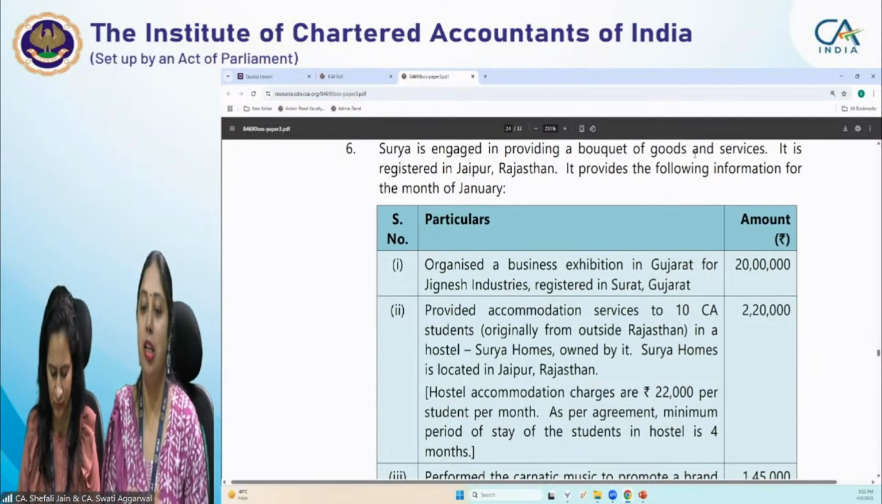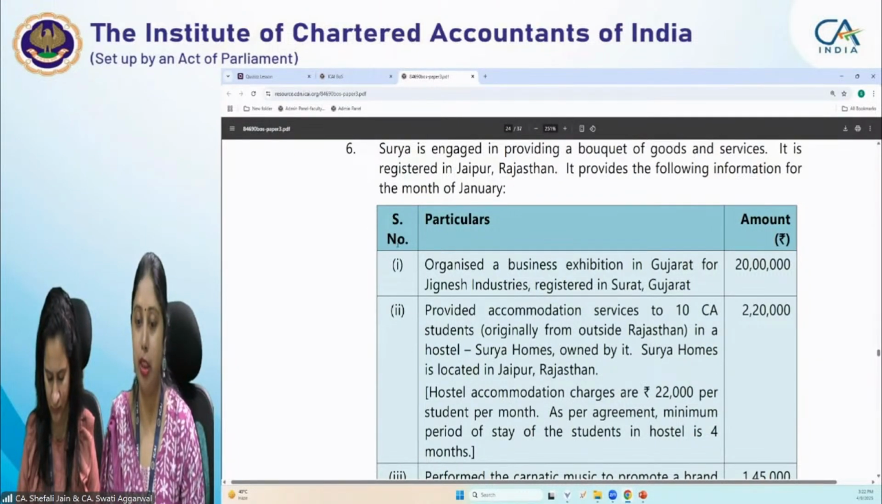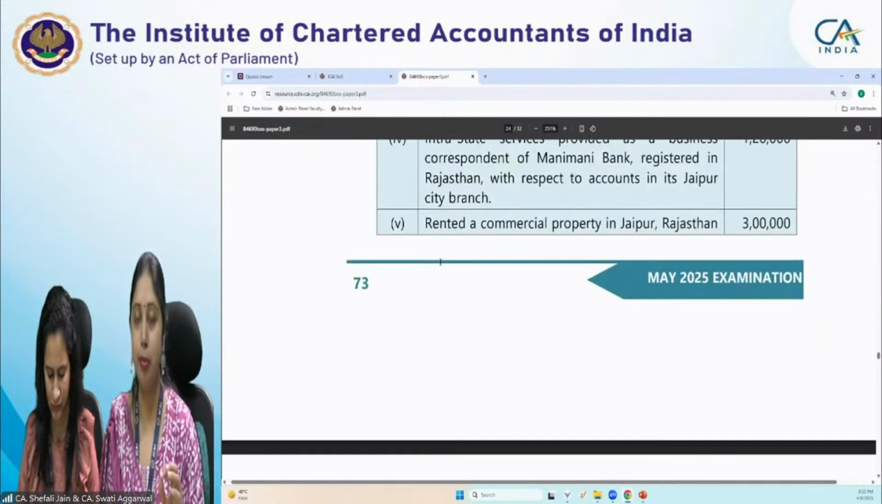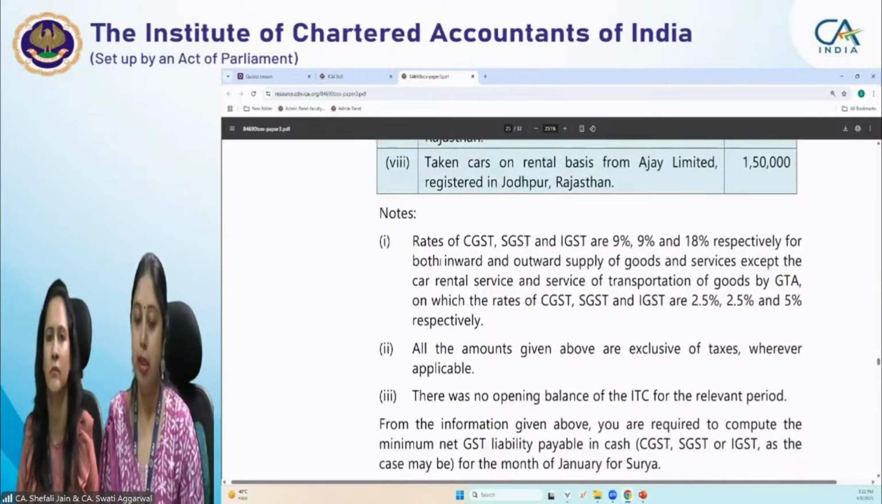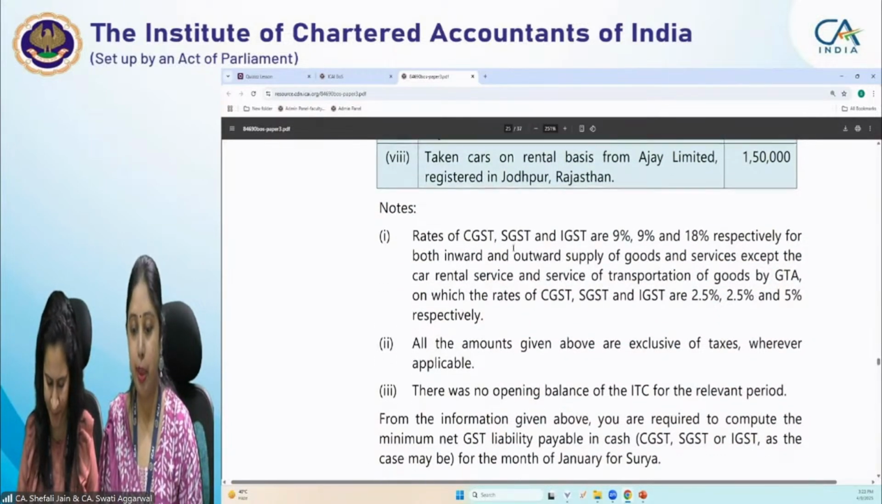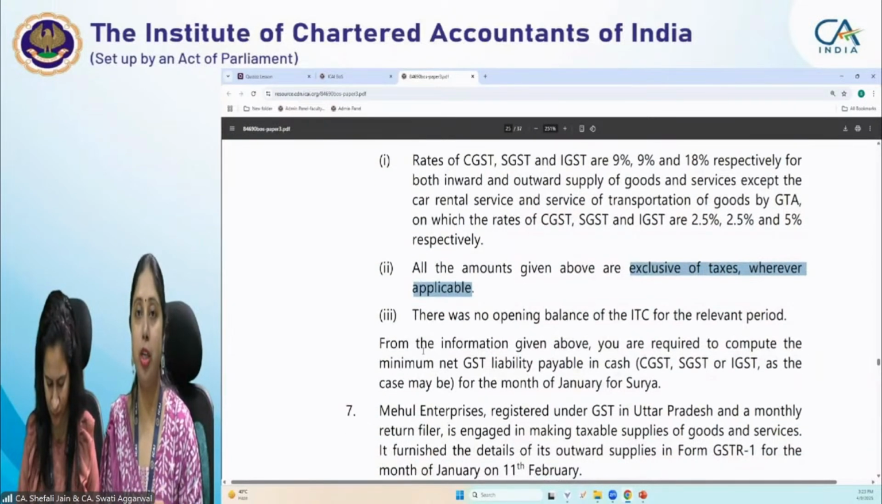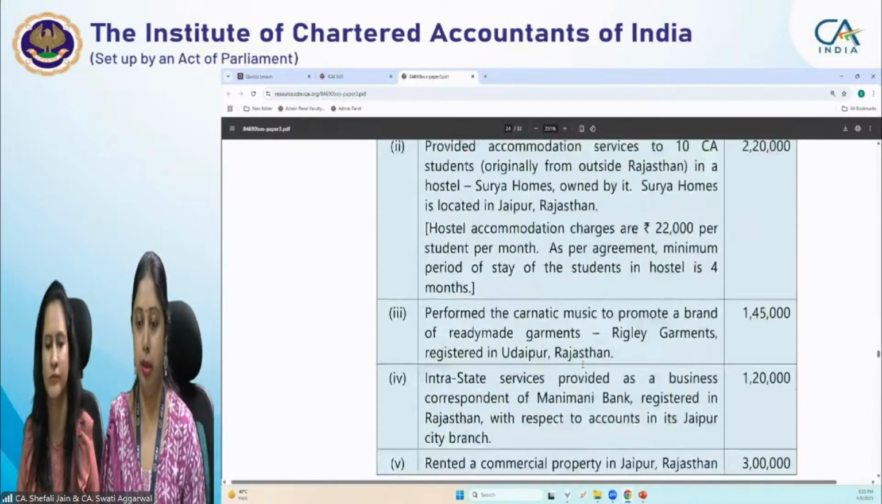We'll not tell you which, but we will discuss each and every supply, whether inward or outward, given in this table one by one. We have questions relating to them. So we want you to have just a glance that some inward and outward supplies as a whole have been given in this question. Then some information is given regarding the rates which are applicable. All the amounts given are exclusive of taxes wherever applicable. No opening balance of ITC is there. Now, from this information, you have to compute the minimum net GST liability payable in cash. So let us see the question.